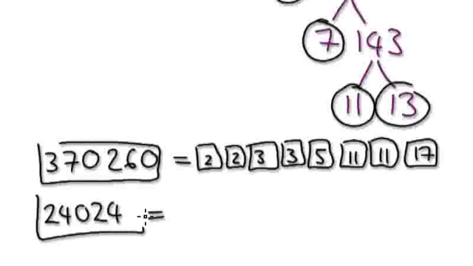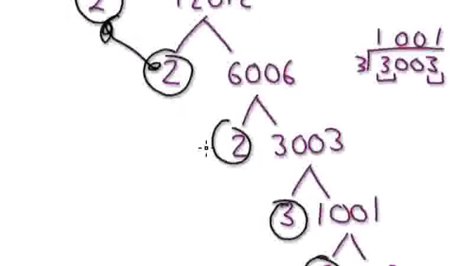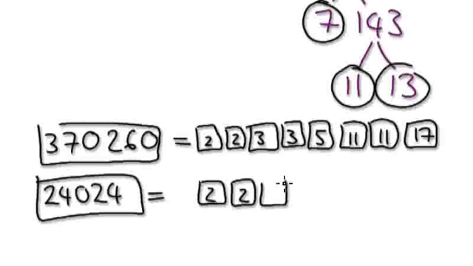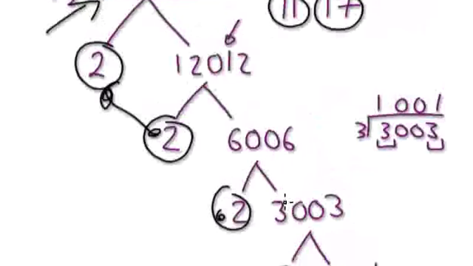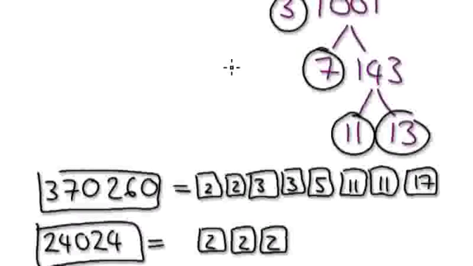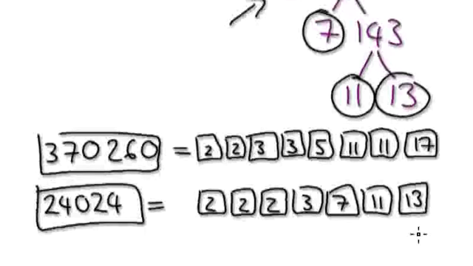Okay, and now let's look at the bottom number here. The bottom number is this one here, which is 2 times 2 times 2. Okay, so that would be 2 times 2 times 2, and then we've got 3, 7. Hang on, we've got the 3 here. Okay, the 3 here. 7, 11, and 13.